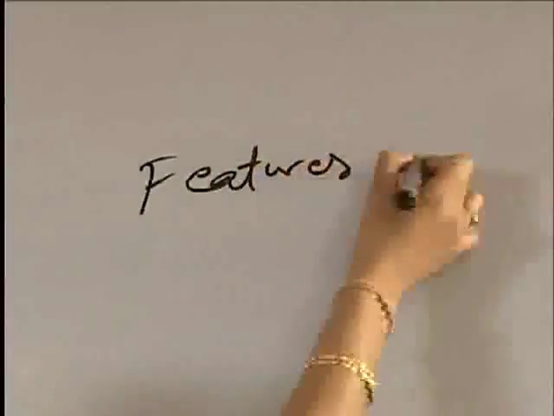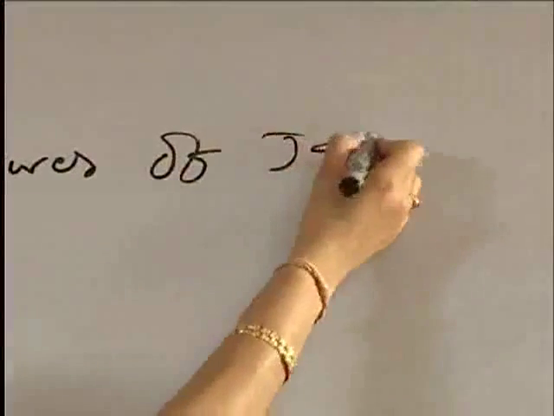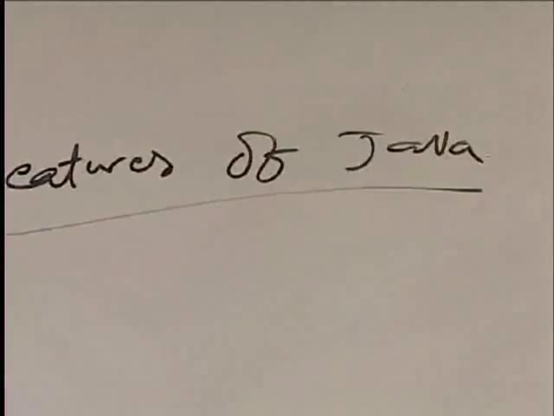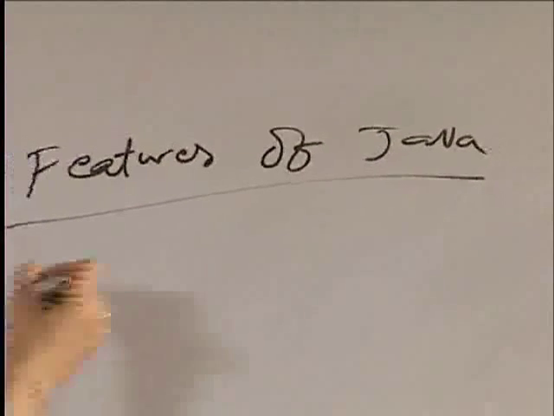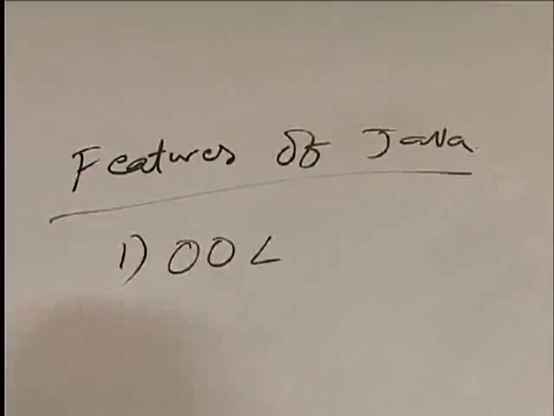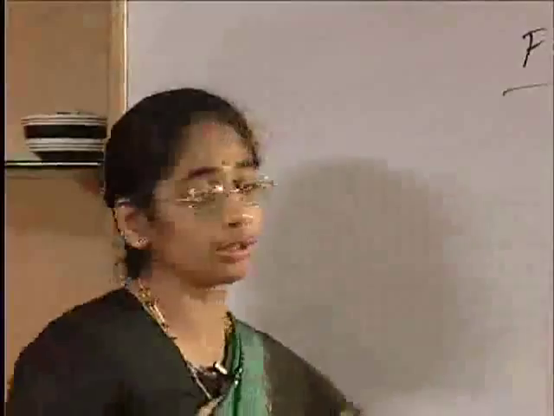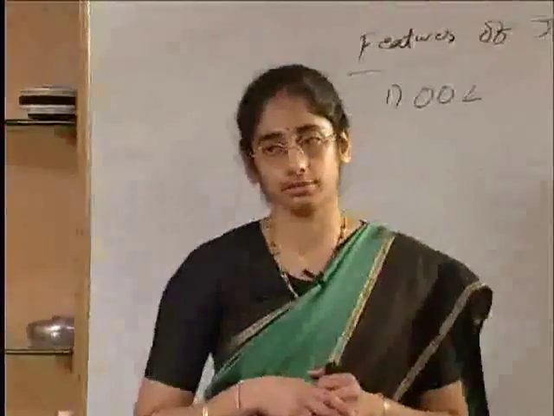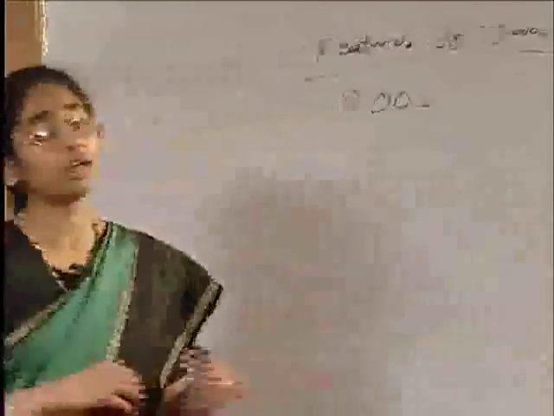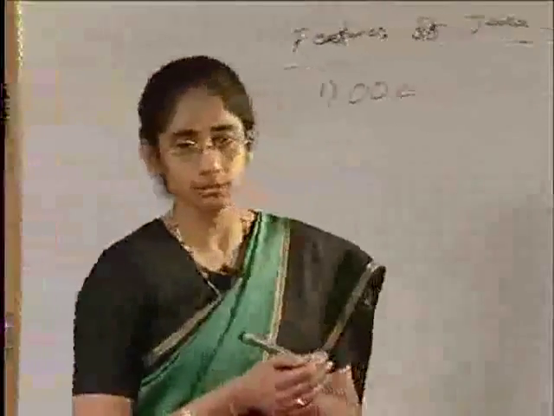Now let's look at what are the features of Java. First of all, we know that Java is an object-oriented language. Java is almost a purely object-oriented language. One example of a purely object-oriented language is Smalltalk. What I mean by a purely object-oriented language is that it treats everything as an object. Okay? Now Java is almost a purely object-oriented language.